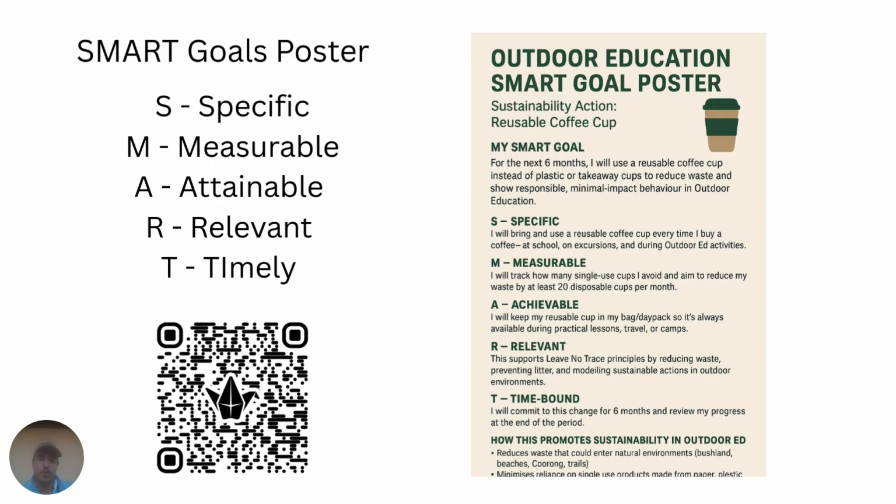So create a SMART goal. For me, mine is: for the next 6 months, I will use a reusable coffee cup instead of plastic or takeaways to reduce waste and show responsible minimal impact behaviour in my outdoor education setting. So that's in the brackets for my SMART goal. That is my statement for my SMART goal.